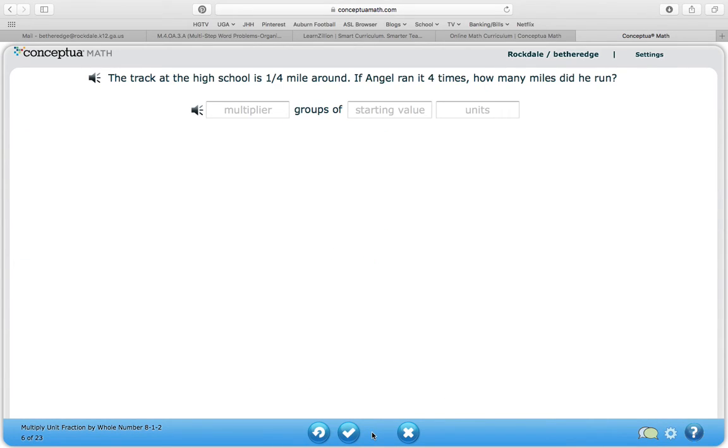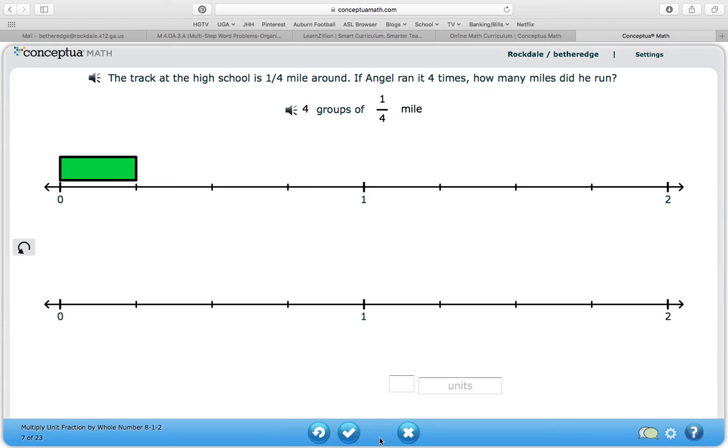Let's look at one more. The track at the high school is 1/4 mile around. If Angel ran it 4 times, how many miles did he run? Okay, again, I'm going to start with my unit. Go back to the question. What are we dealing with here? How many miles? We're dealing with miles. Okay, what did we start with? How many miles did we start with? We started with 1/4 mile. How many groups of 1/4 mile? Well, Angel's running 4 times. We got it. So let's model that out.